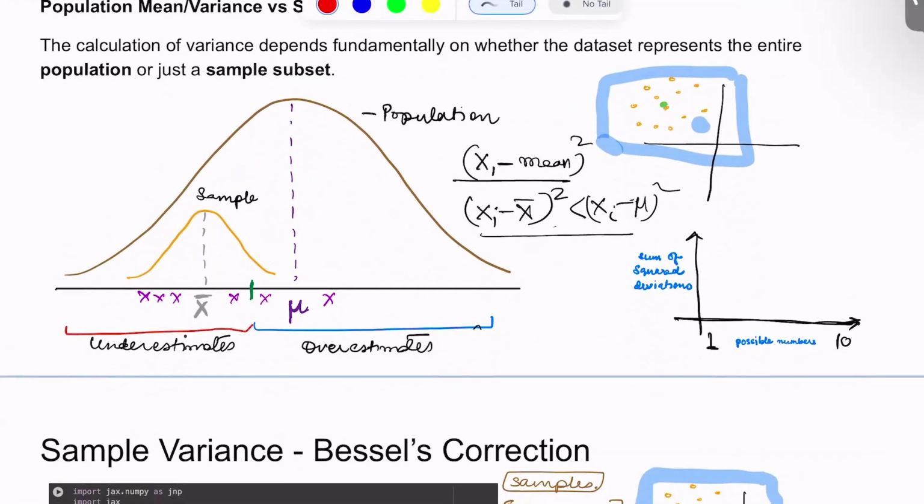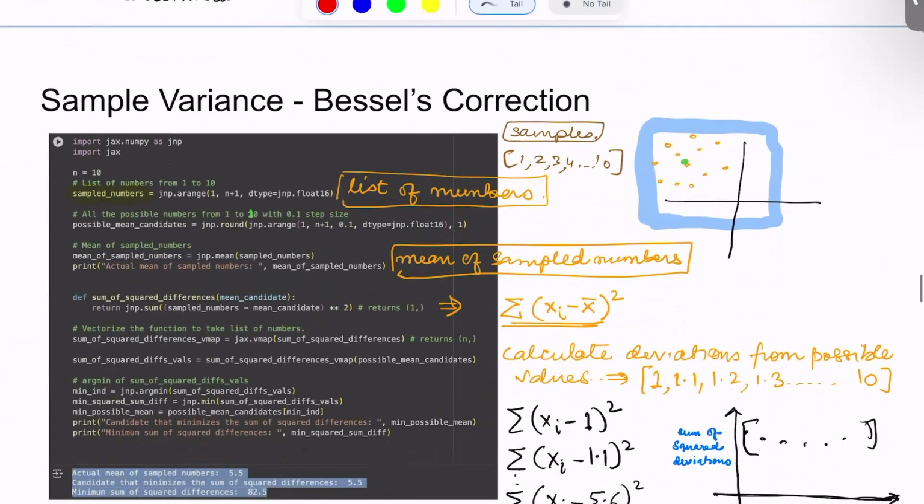How else can we show that? So let's take another example. Let's take some samples, let's say a list of numbers from 1 to 10. Let's consider these as our samples, and let's calculate the mean for these. The very first step is to calculate the mean.